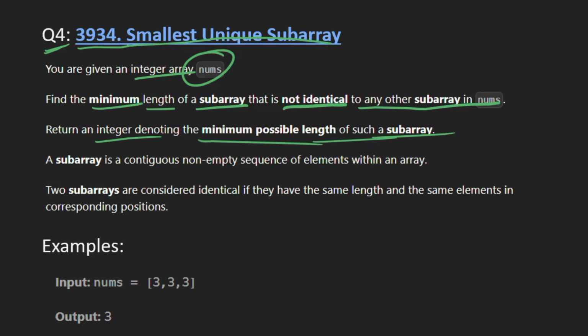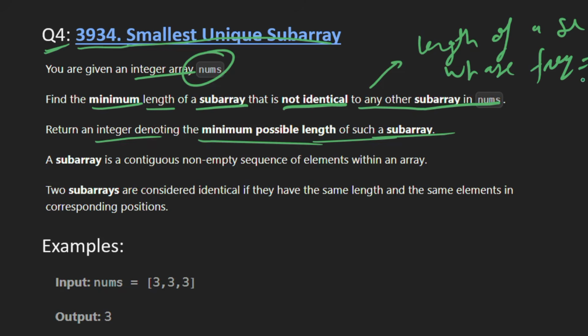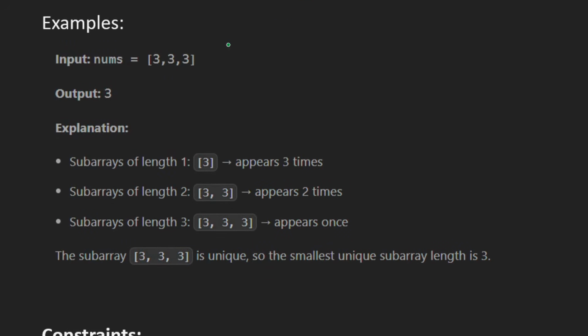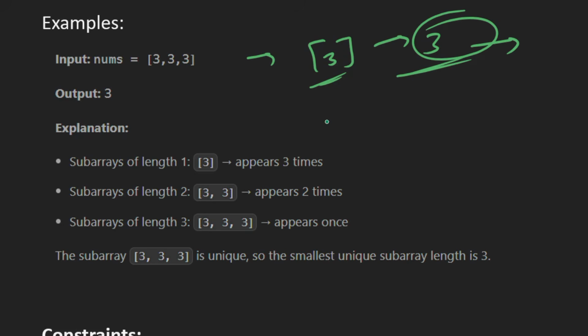Basically we have to return the length of a subarray whose frequency is equal to 1, meaning there is no identical other subarray present in the array. So let's see an example. If we take a length 1 subarray, 3, it appears 3 times, so it is not unique.